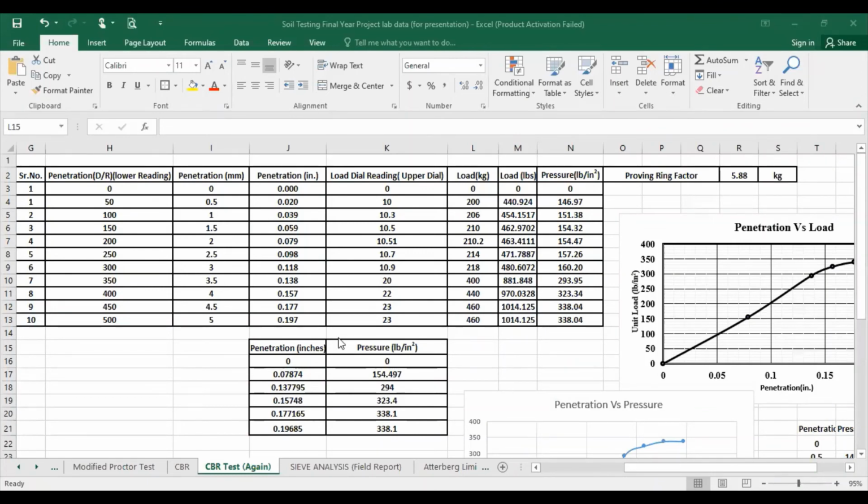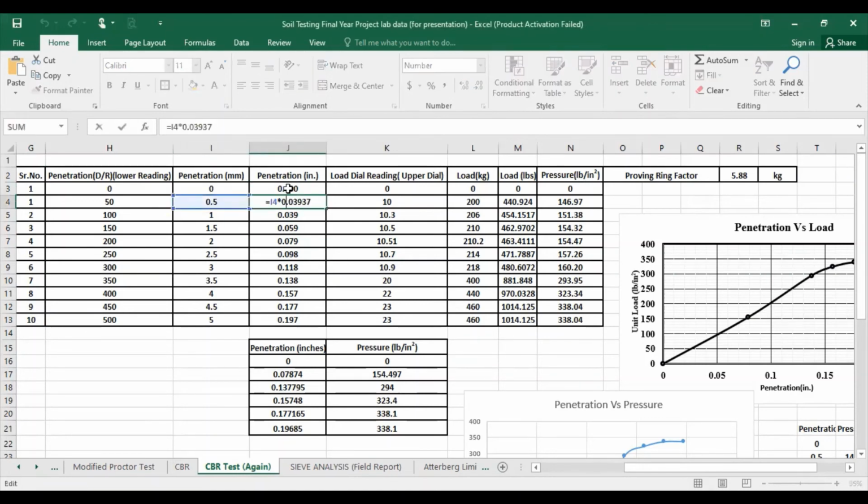One more thing I want to tell you here: if you are confused with the penetration in millimeter that I have taken in this calculation, don't be confused, because the graph will come out to be the same. If you can see over here, the penetration was in millimeter, and this penetration I have converted into inches. So how can you convert it?